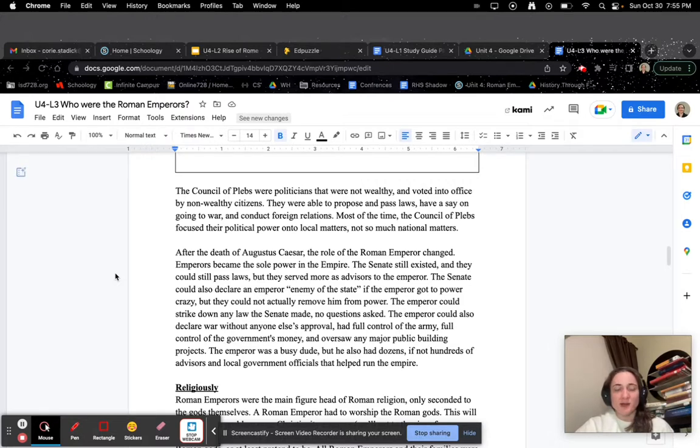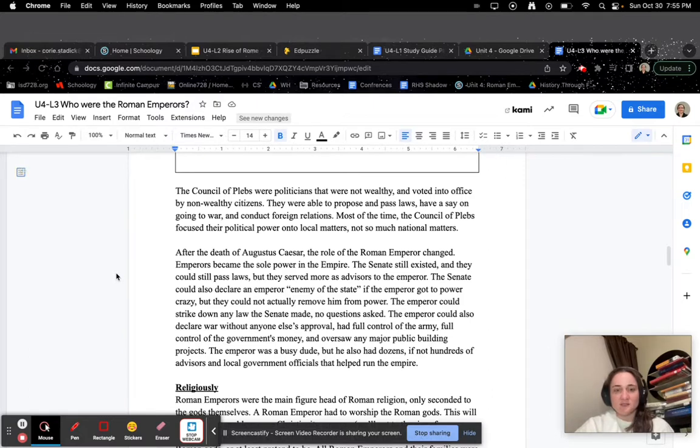Emperors became the sole power in the empire. The Senate still existed, and they could still pass laws, but they served more as advisors to the emperor. The Senate could also declare an emperor an enemy of the state if the emperor got too power crazy, but they could not actually remove him from power. The emperor could strike down any law the Senate made, no questions asked.